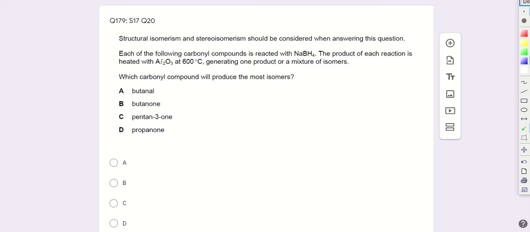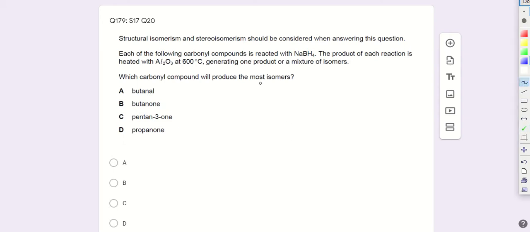Chapter 18, question 179. Now, in this question, we need to consider structural isomerism and also stereoisomerism. When they mention this in the question, what they're trying to say is, if a compound can show cis-trans isomerism or optical isomerism, the cis isomer and trans isomer, each of them should be considered as one isomer. So if a compound exhibits cis-trans isomerism, it is considered two isomers.